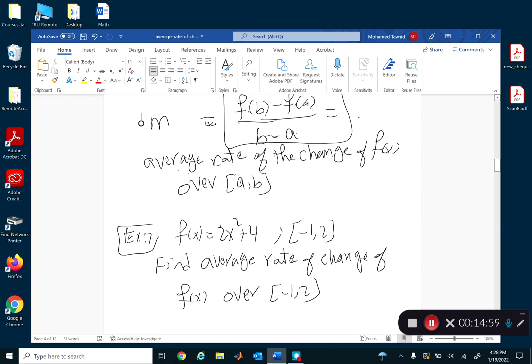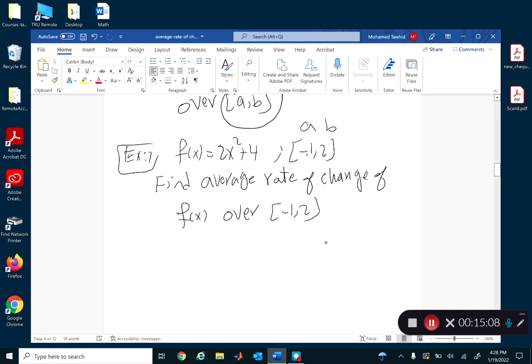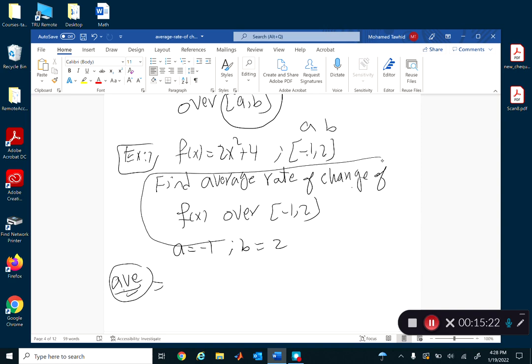Where is the formula? What are your A and B? Your A is -1, and your B is 2. So what is the average rate of change? The average rate of change of f of x over the interval is f of B minus f of A, the change of f over the change of x, which is B minus A.